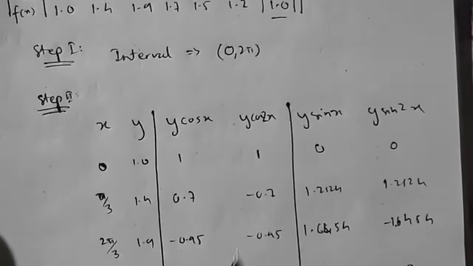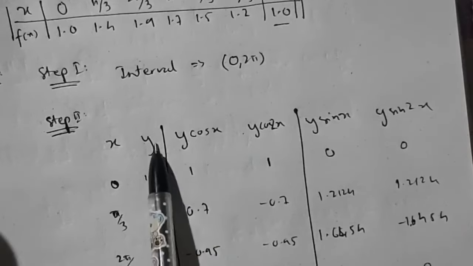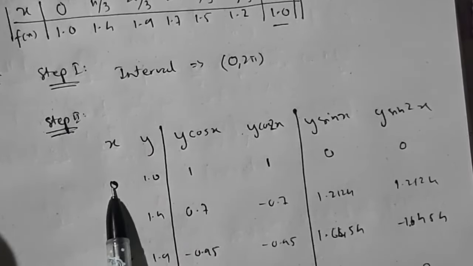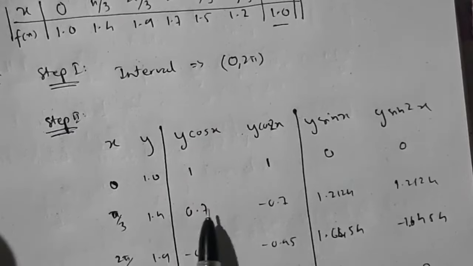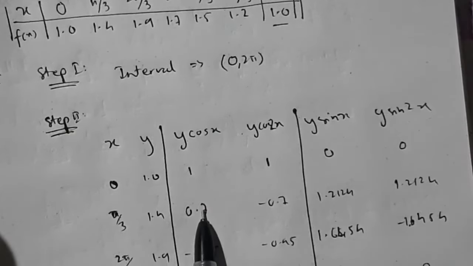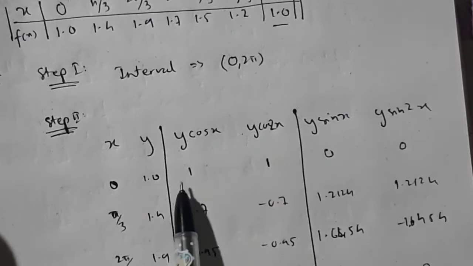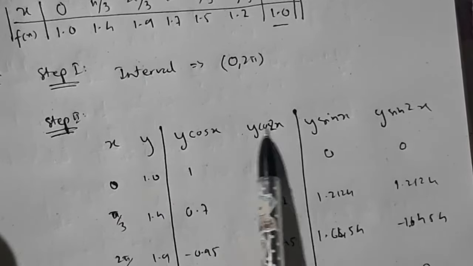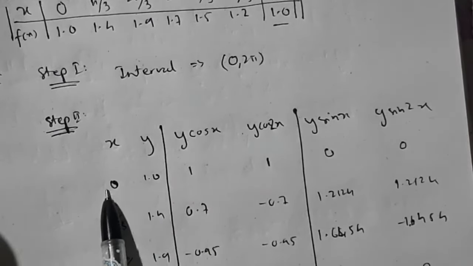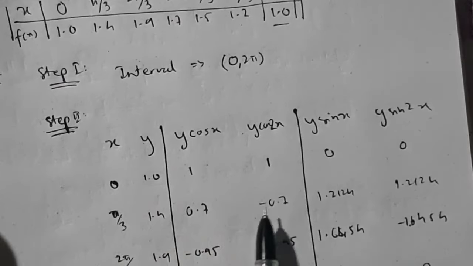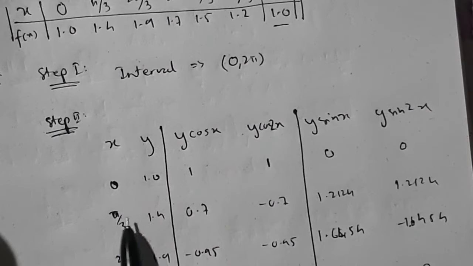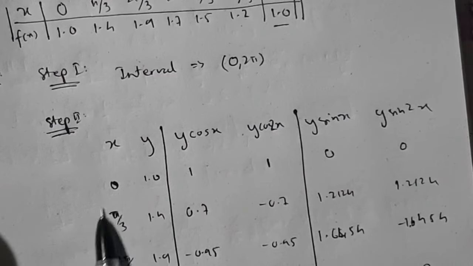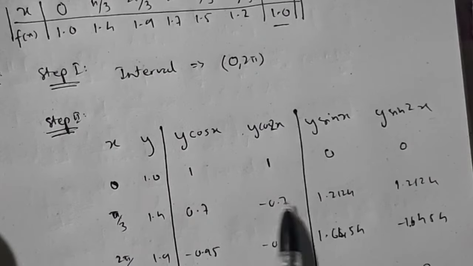Okay, write all that. Then y cos x. What is y cos x? Y is this 1, cos x, cos 0. Cos 0 is 1. Cos pi by 3, 1.4 into cos pi by 3, 0.7. Like that only. Cos 2x means what? 1 into cos 2x. What is x? 0. 2 into 0, 0. Cos 0 is 1. Like that for this one, 1.4 into cos 2x, 2x means 2 pi by 3. Cos 2 pi by 3 into 1.4 is minus 0.7. Like that only you need to calculate for all. And similarly for sin x also, both the tables you calculate.